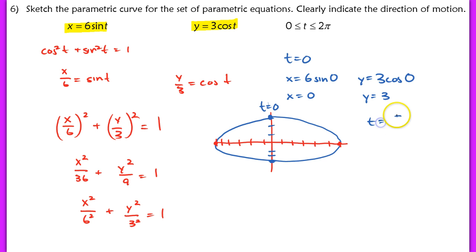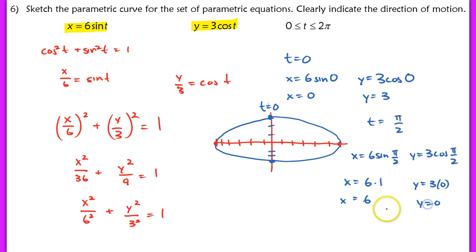Now at t equaling pi over 2, I have x equaling 6 times the sine of pi over 2 and y equaling 3 times the cosine of pi over 2. So here I have 6 times 1, so x is 6, and here 3 times 0, so y is 0. So I have the coordinate 6, 0. So when time is equal to pi over 2, I have the coordinate 6, 0. Okay, so I'm at one of my vertices of the ellipse. So as you can see, the direction of motion this time is clockwise. Okay, so as we increase our t values, now the direction of motion is in a clockwise direction.